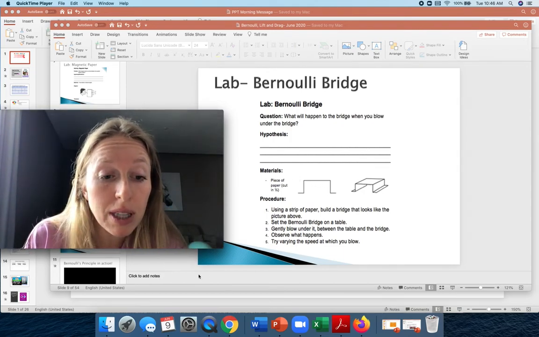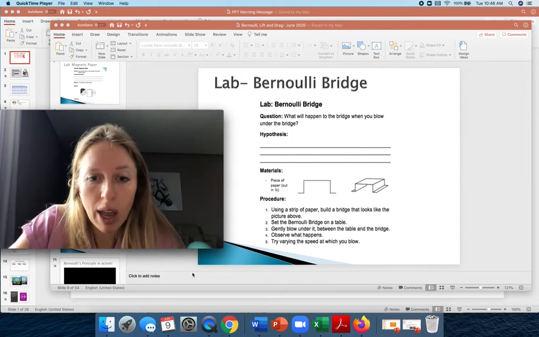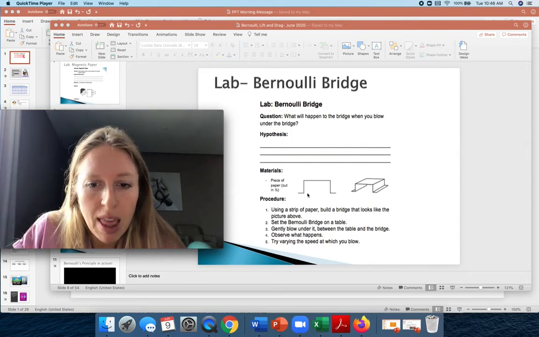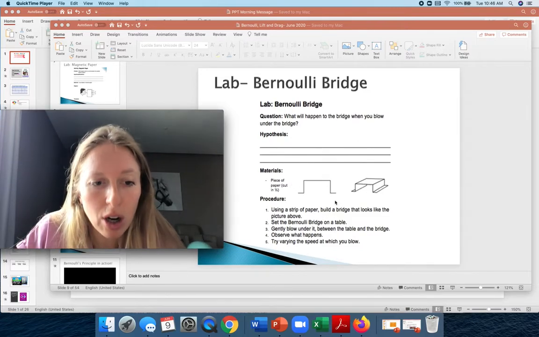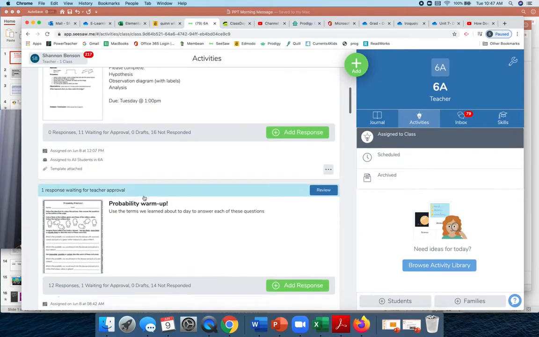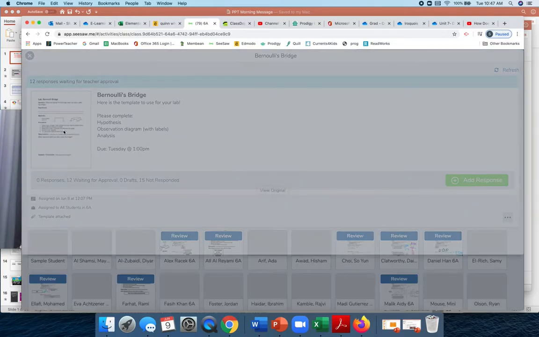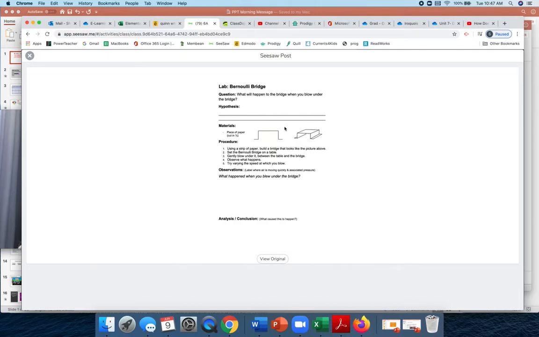So this is what you need to do, okay? I've looked through some of them and some people haven't really done what I'd asked. So hypothesis, cool, write that in. Then what you needed to do was draw what your observations are, okay? So maybe if I go into this, right here. Hypothesis, write something down. Observation. An observation, you need to draw something, okay? So label where the air is moving quickly and the associated pressure.